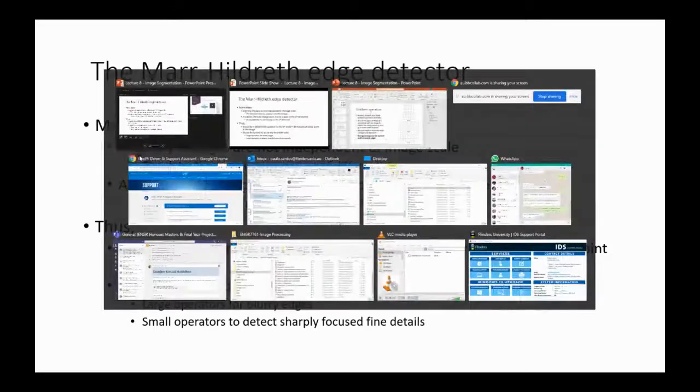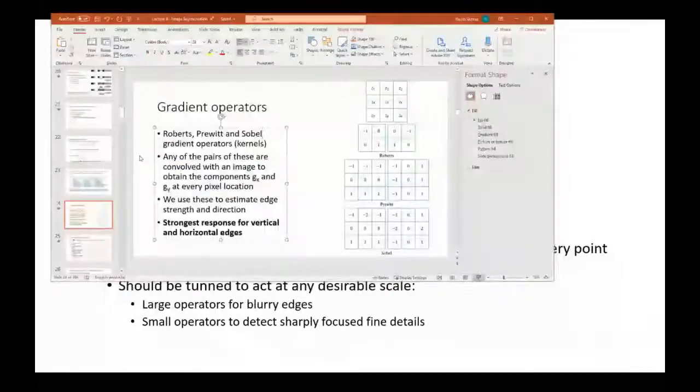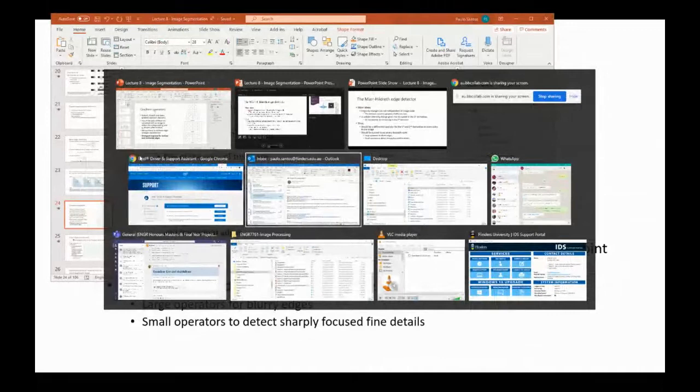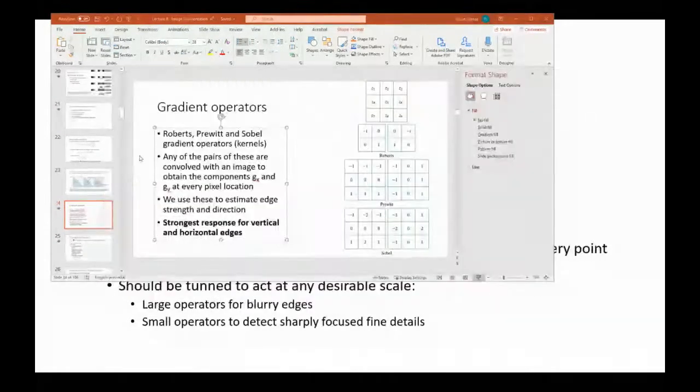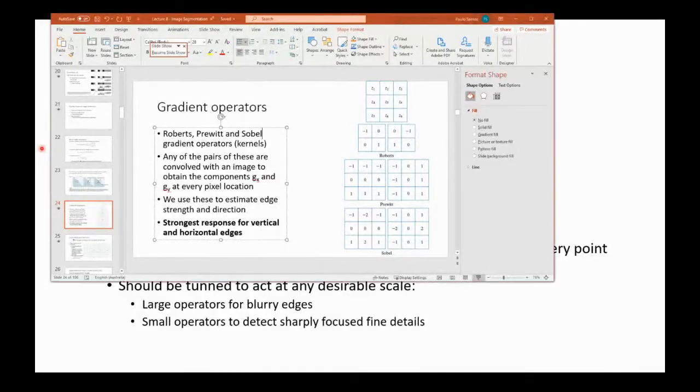One key concept. Let me just see if there are questions. Okay, no questions.